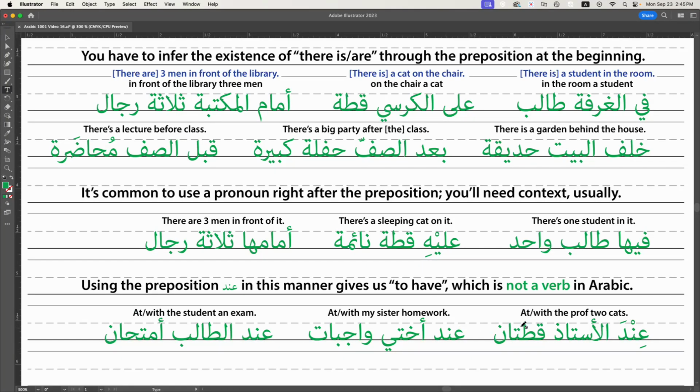So we could translate these literally. At with the professor, two cats. At with my sister, homework. At with the student, an exam. So that's how we translate them literally, but that's really not what we mean. What we mean is the professor has two cats. And just like there isn't a direct word for "has" in this sentence. Instead, we're saying at the professor, two cats, but what we really mean is the professor has two cats. At my sister, homework, what we really mean is my sister has homework. At with the student an exam, we really mean the student has an exam.